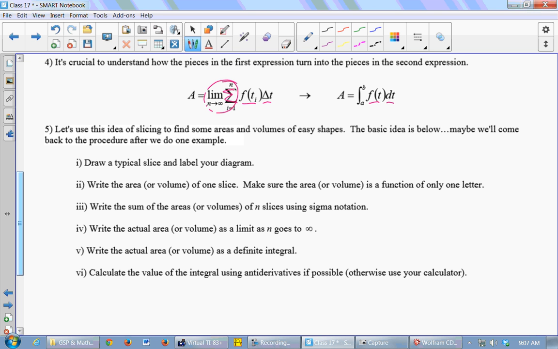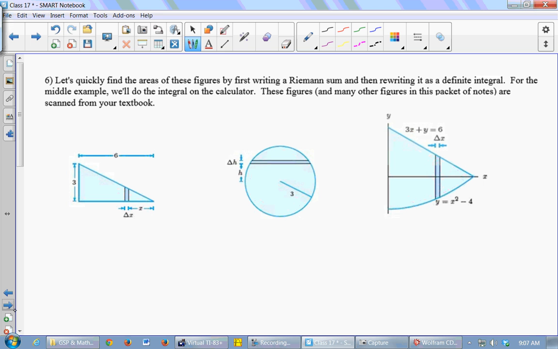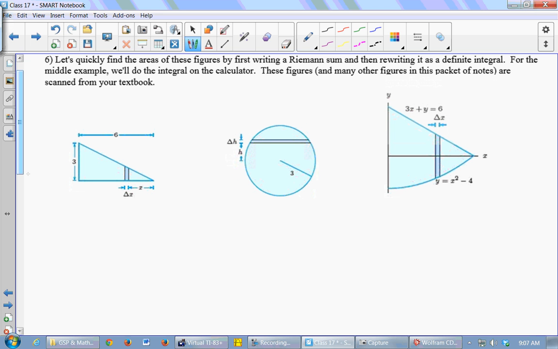Okay, so we're going to use this idea of slicing to find some areas and volumes of easy shapes. The basic idea is written out here, and maybe we'll come back after we do one example. So this is the basic procedure, but don't read it right now. We'll do this first example here. I want to find the areas of these figures by writing a Riemann sum, and then I'm going to rewrite it as a definite integral when I let the number of slices go to infinity.